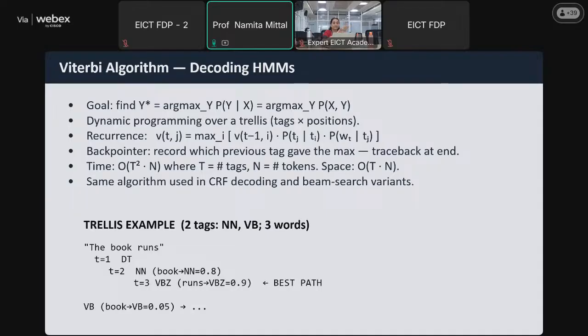The recurrence is V_t(j). V is for Viterbi. T and J is a formula given, and we have to record which previous tag gives the maximum. We have to trace back and choose the best. These are the possible things. Choose the best. Best means highest, because we are ultimately reaching the argmax. So here dynamic programming is used. We can have this kind of thing.